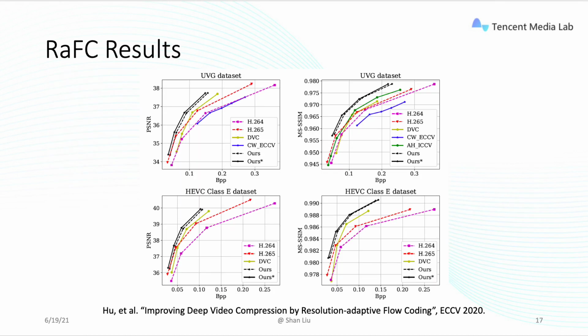And this slide shows some experimental results of the proposed RaFC compared with H.264, H.265, and DVC. The results demonstrated that RaFC outperformed DVC in all cases.